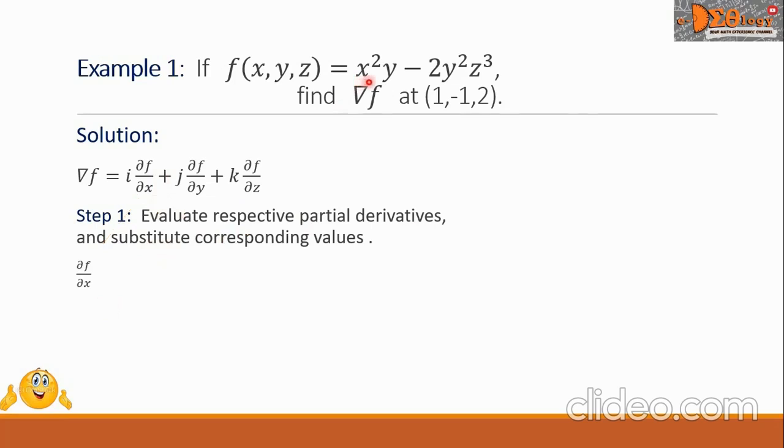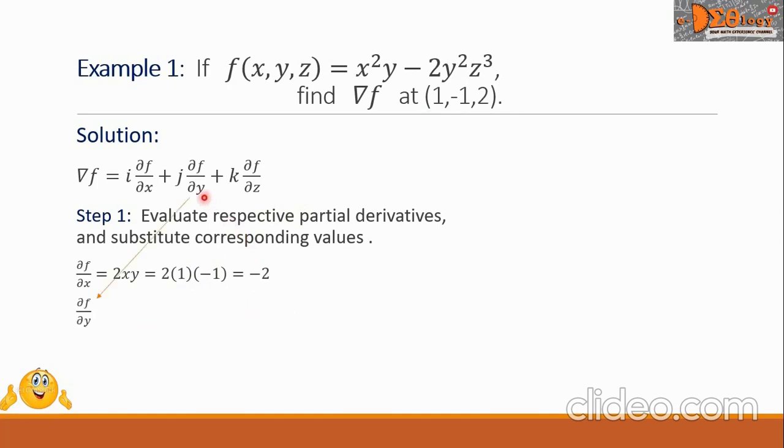So the partial derivative of x squared y with respect to x is 2xy, minus the partial derivative of 2y squared z cubed. This has no x variable, so this is considered to be constant. Derivative of a constant is 0. So the partial derivative of f with respect to x is 2xy. Now let us substitute the corresponding values. So we have now 2 times 1 times -1. Simplifying this, we have -2.